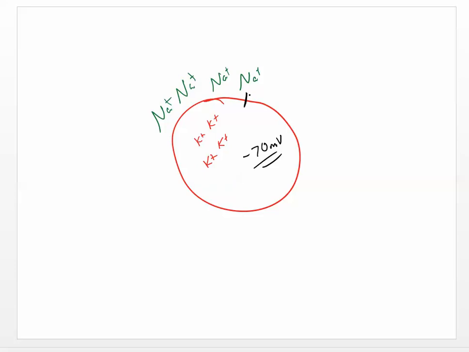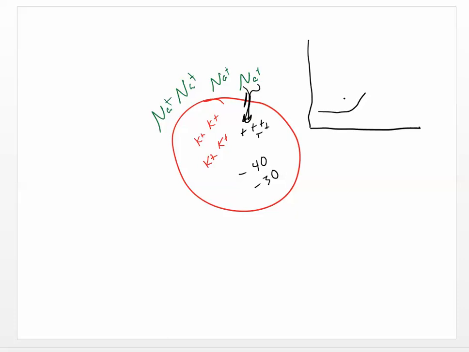Well, one thing we could do is change it. We could say, what happens if we make it permeable to sodium all of a sudden? Well, if we make it permeable to sodium, sodium is going to rush in. It's going to take that positive charge with it, and this is going to go from being minus 70 to something higher. Let's say minus 40 or minus 30 or something like that. So if we were to graph that, we would see that it would go from being a minus 70, it would suddenly go up.